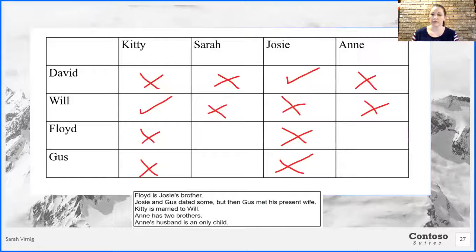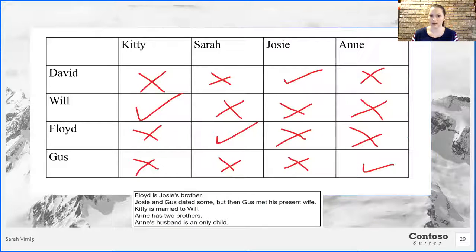Okay, so taking that information, we're going to read that first line that says Floyd is Josie's brother. Floyd is not an only child. Therefore, we can rule Floyd out. So Ann is married to Gus, leaving us with only one option for Sarah to be married to, which is Floyd. Now, when we have it all done, we can just read back over it to make sure that we didn't miss anything and that we have all the information correct. So we're just going to check it off as we go through. Floyd is married to Josie's brother.